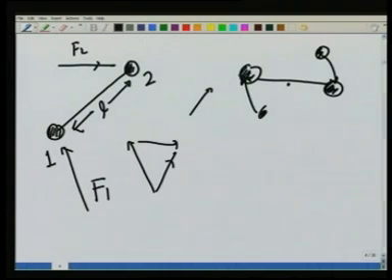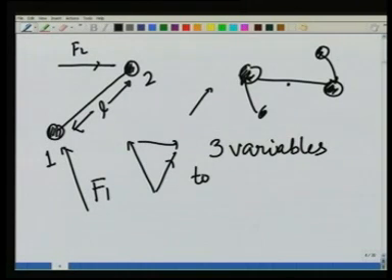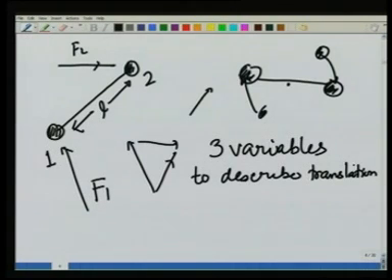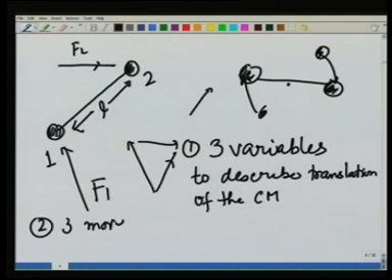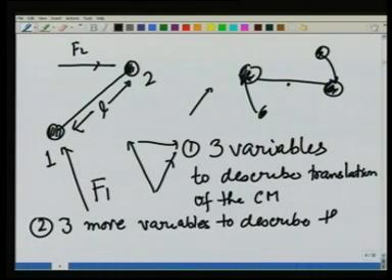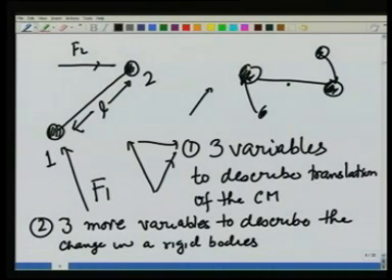In general, I would require three variables to describe translation of the CM and three more variables to describe the change in a rigid body's orientation.